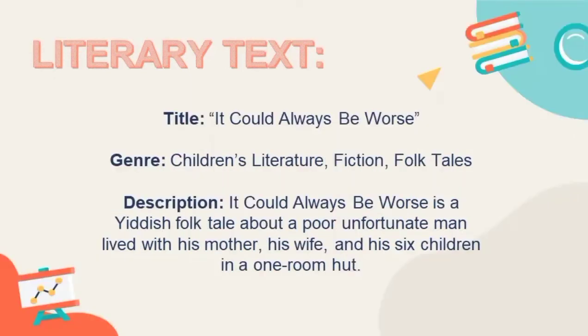Okay, so for the literary text, the title is It Could Always Be Worse, and the genre is children's literature, fiction, or folk tales. And then the description is, It Could Always Be Worse is a Yiddish folk tale about a poor, unfortunate man who lived with his mother, his wife, and his six children in a one-room hut.